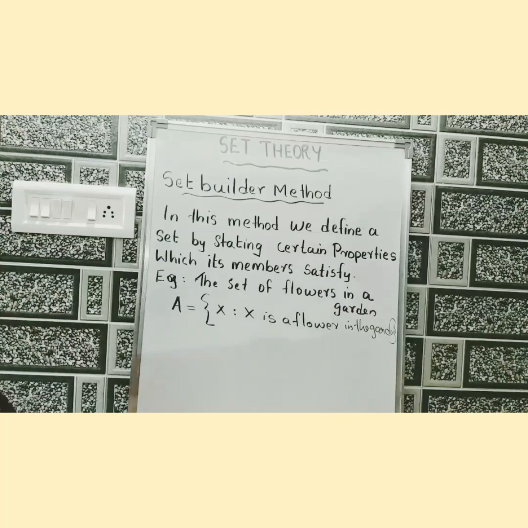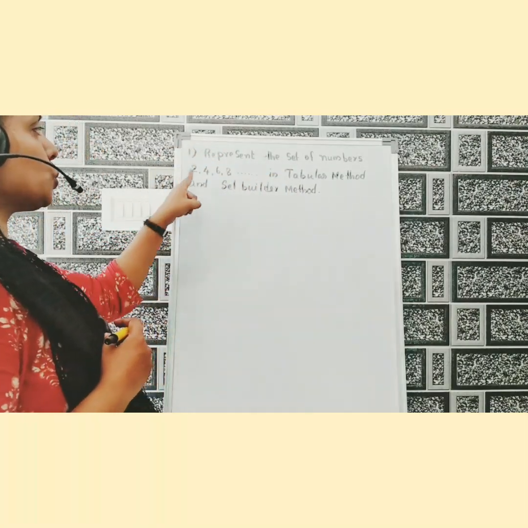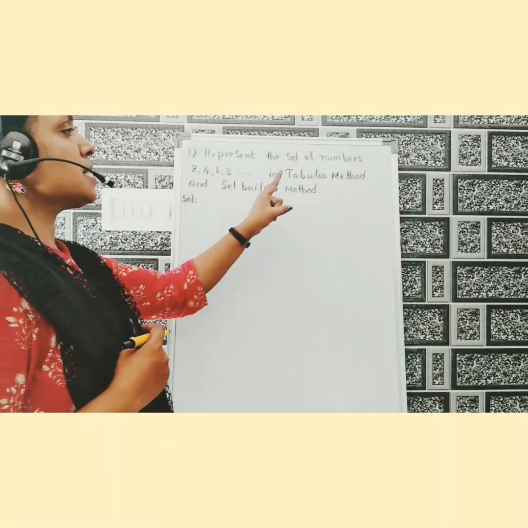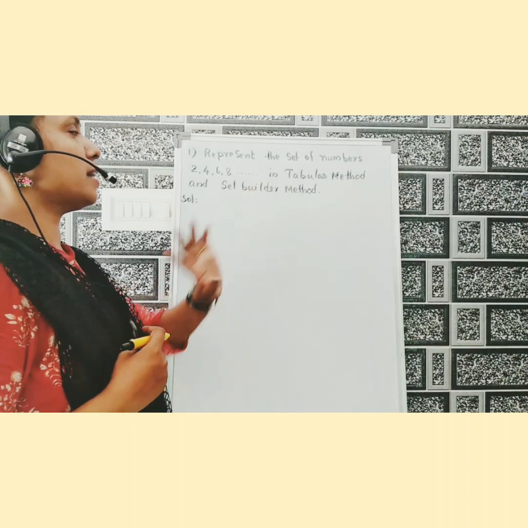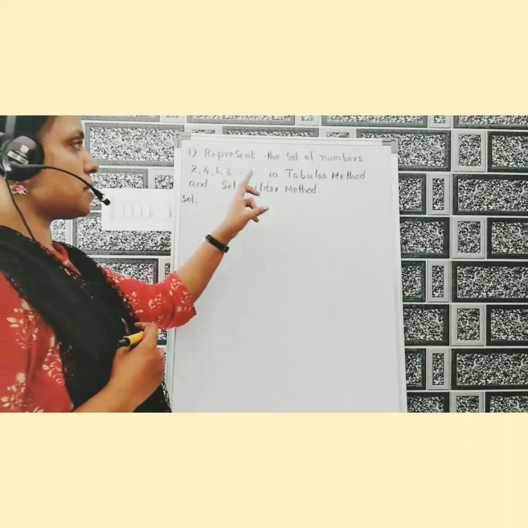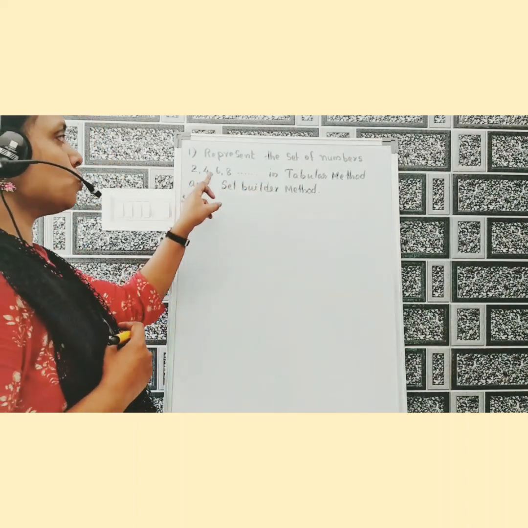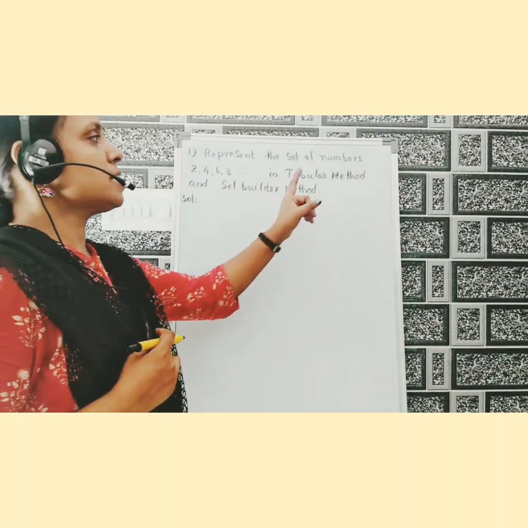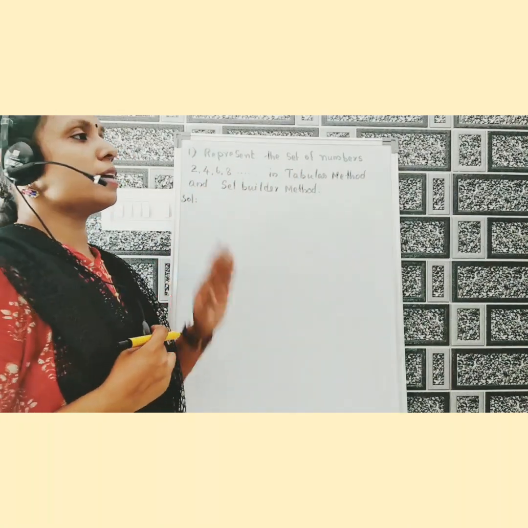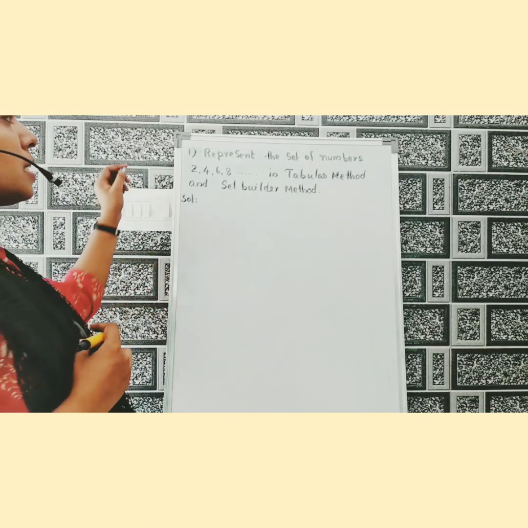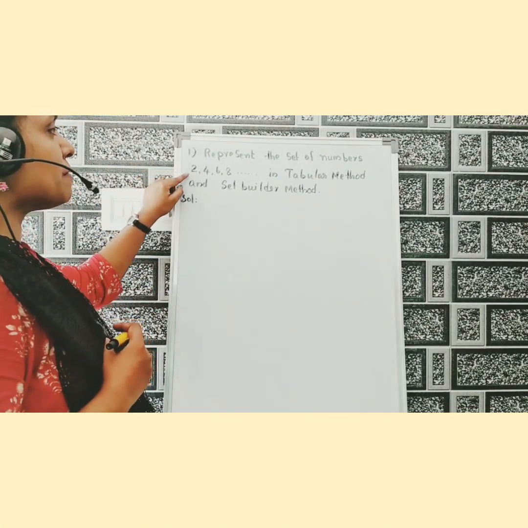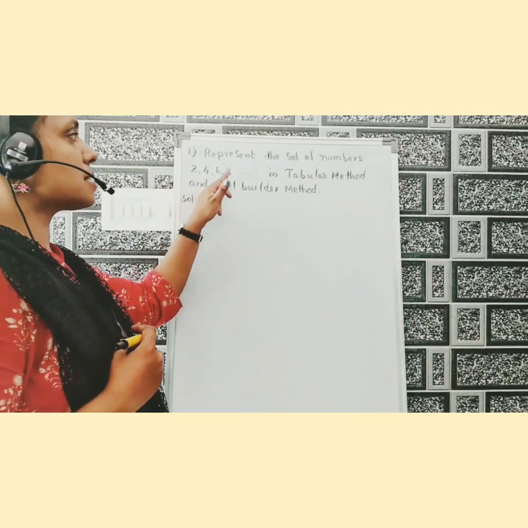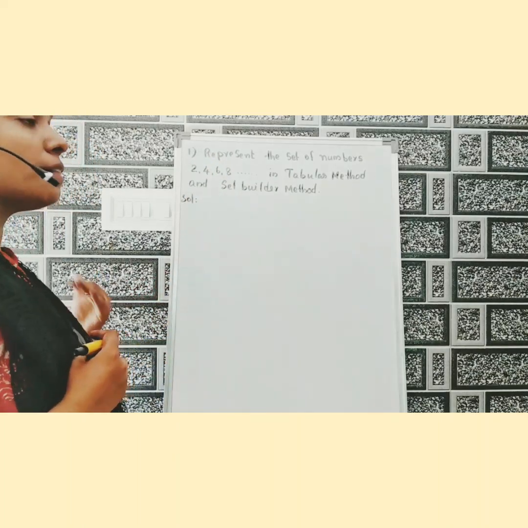Clear? Represent the set of numbers 2, 4, 6, 8 in tabular method and set builder method. The question is, represent the set of numbers 2, 4, 6, 8, etc. in tabular method and set builder method. Here the set of numbers is even natural numbers. 2, 4, 6, 8, etc. is an even natural number.